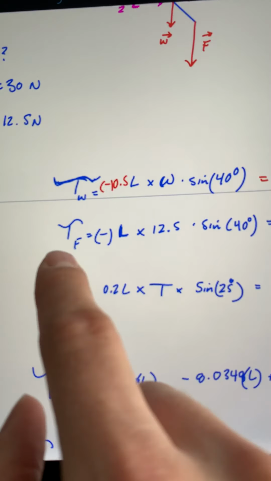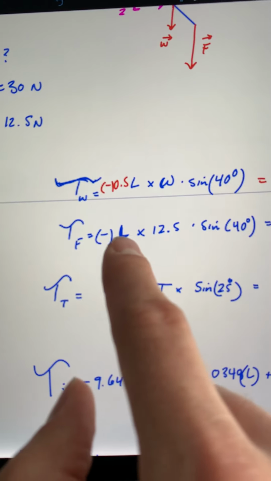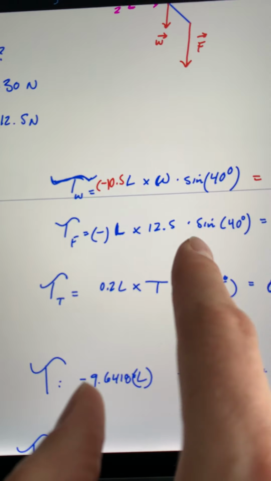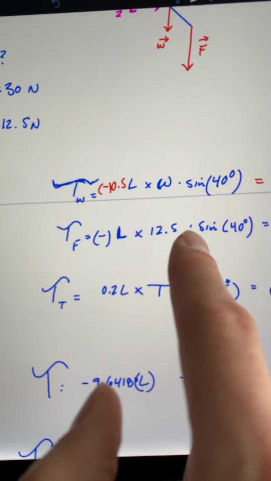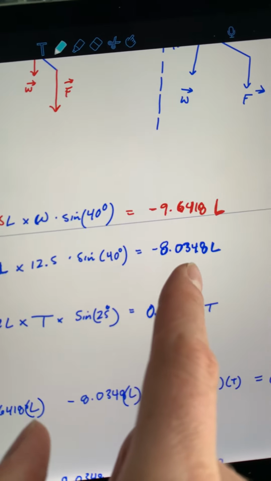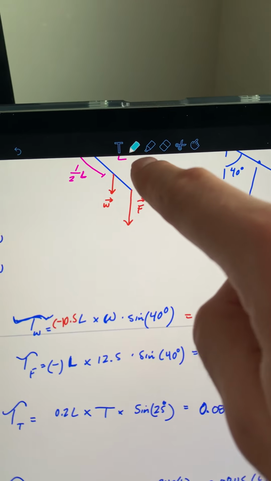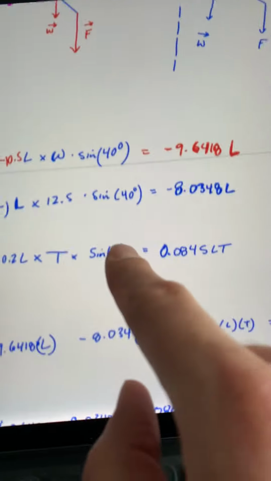And then the torque of the force of gravity acting on the foot is also going to be negative L, which is the whole distance, times 12.5. We could just put 1 there. Times 12.5 times the sine of 40 gives me negative 8.0348 L. And this is negative as well because it's going to force that torque motion in a clockwise direction.